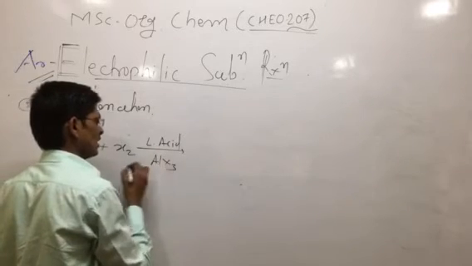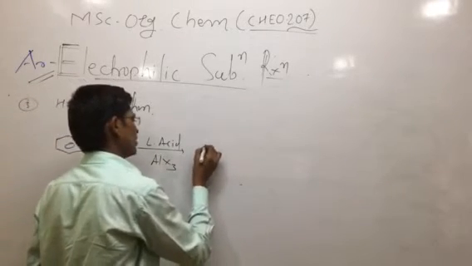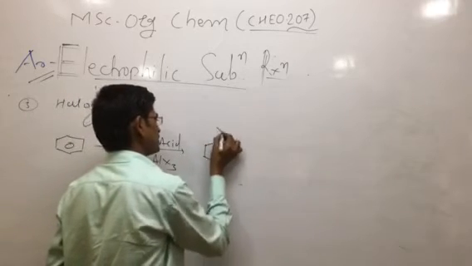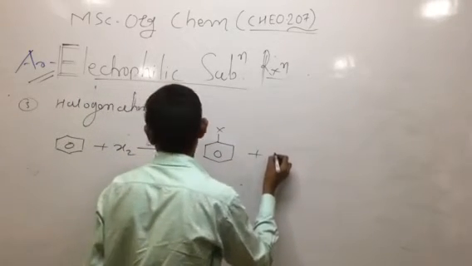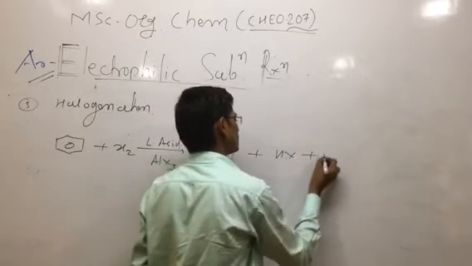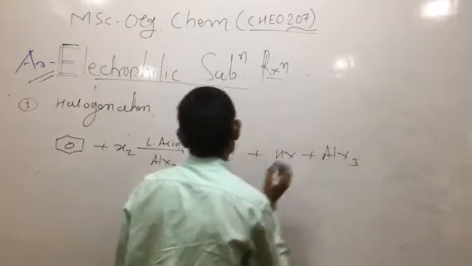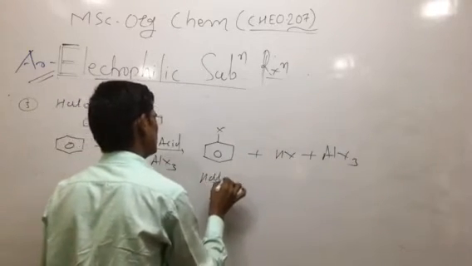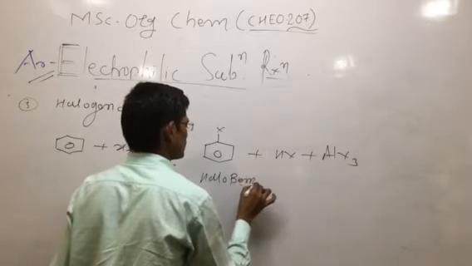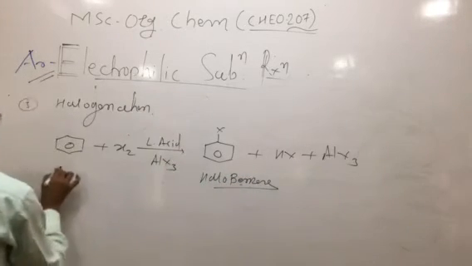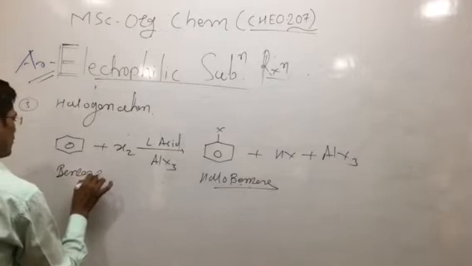AlCl3, as you can say AlX3. So what happens is there is formation of a product with this X atom, plus HX, hydrogen halide, plus AlX3. This compound is called halobenzene. The starting reactant molecule is a benzene molecule.